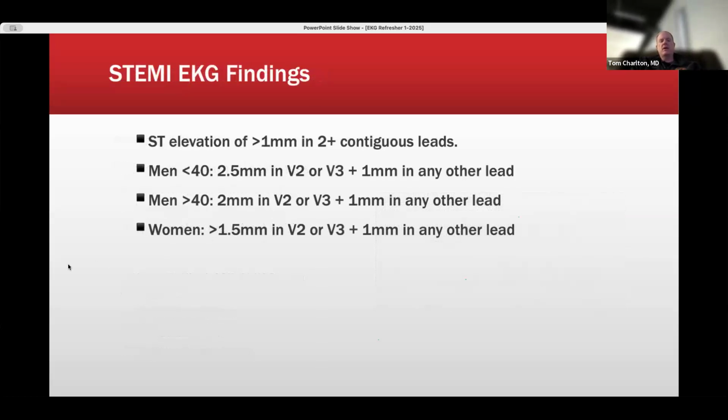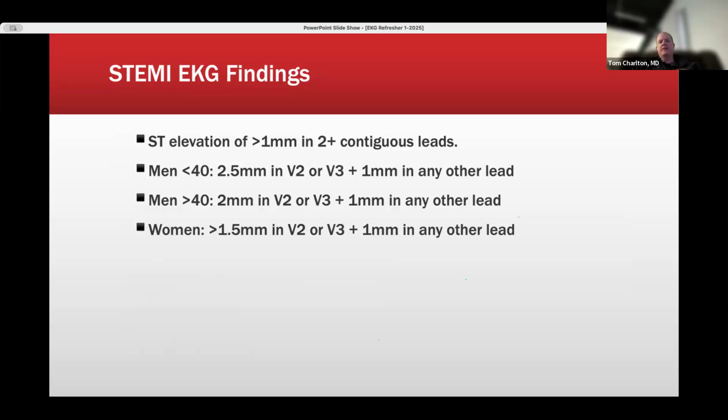All right, let's quickly talk about STEMIs. When we talk about STEMIs, the stuff I have listed here are the American Heart Association's criteria for diagnosing it. I don't want you guys focusing on the bottom three, okay? Just focus on that top one.